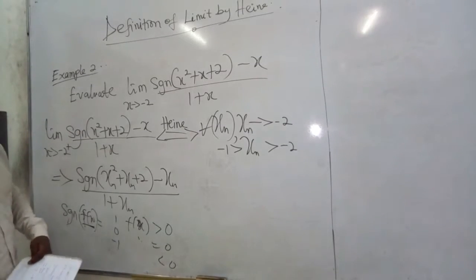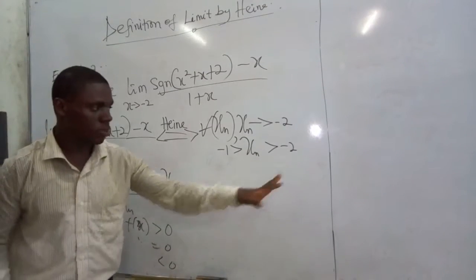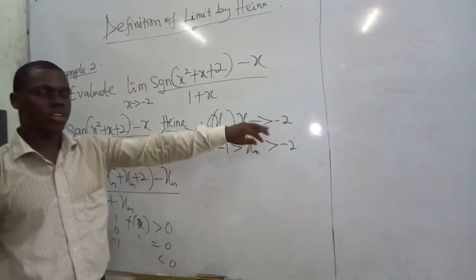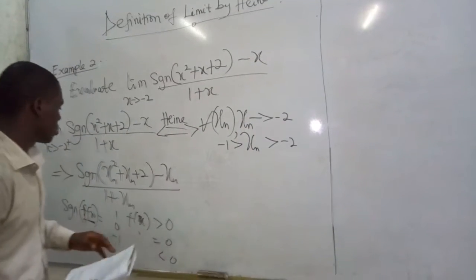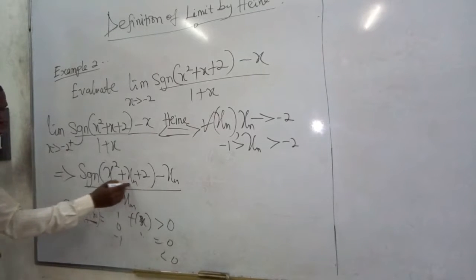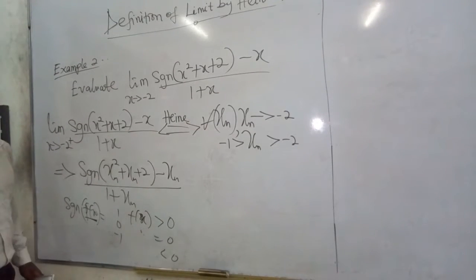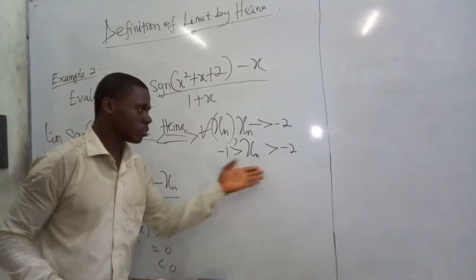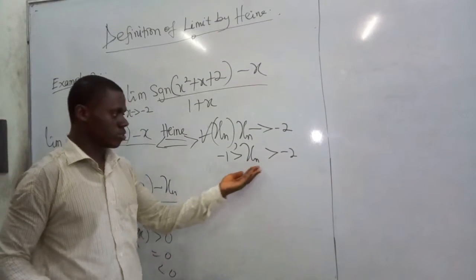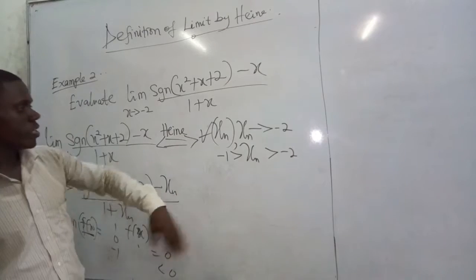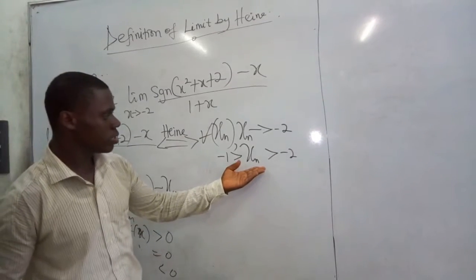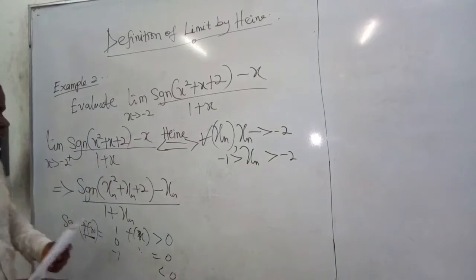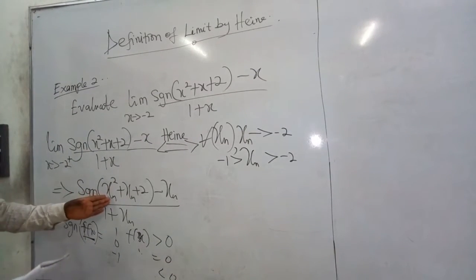All that we need to do at this point is to go and look at the interval as we have it here and pick any value from this interval. Substitute it into this function and see what value you get. So you can think of any number in this interval. A number that is readily available here is negative 1.5. So you pick negative 1.5 and substitute it into this.